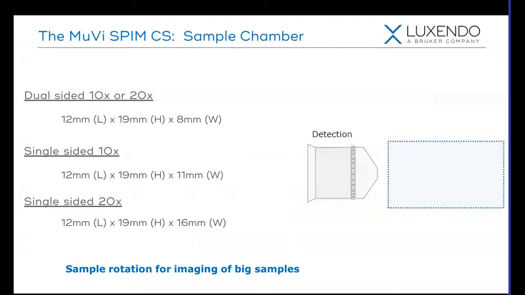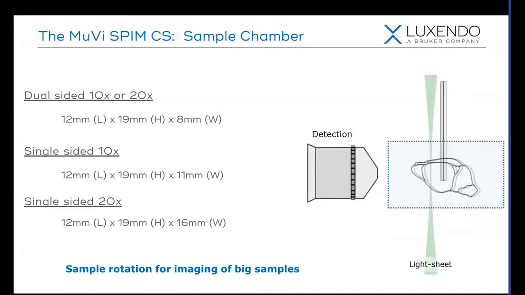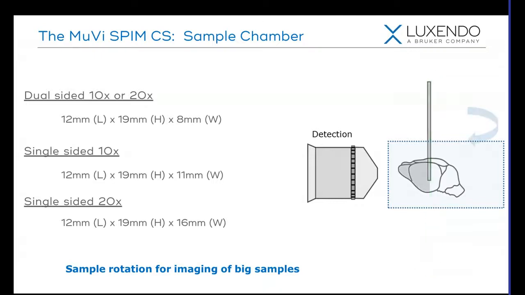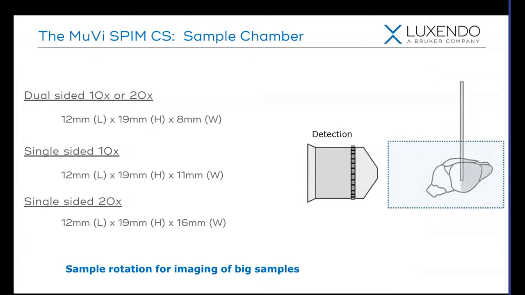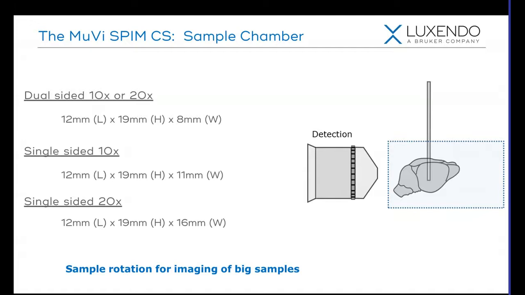And even with the single-sided octagon, we can still image both sides of the sample by imaging one half, rotating it 180 degrees, and then imaging the other half. And with our GPU-enabled data fusion pipeline, we can then take these 2 image sets and create a single high-resolution data set.